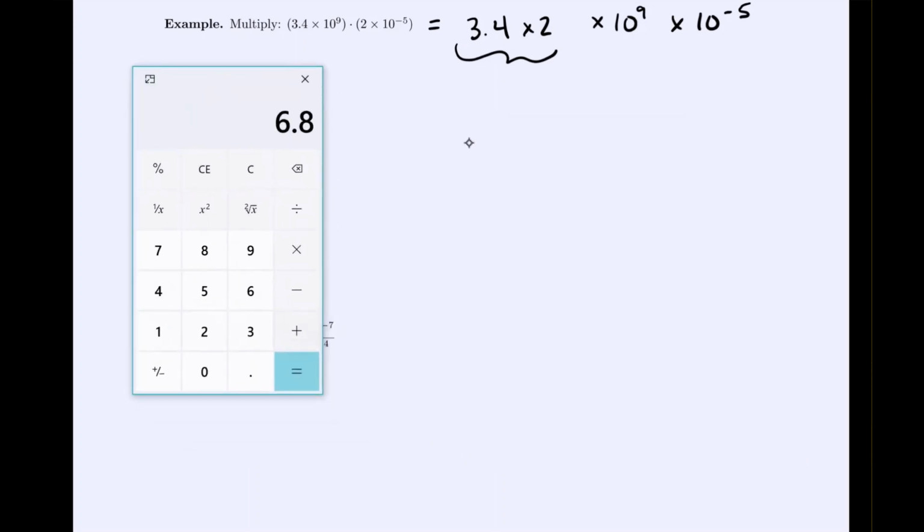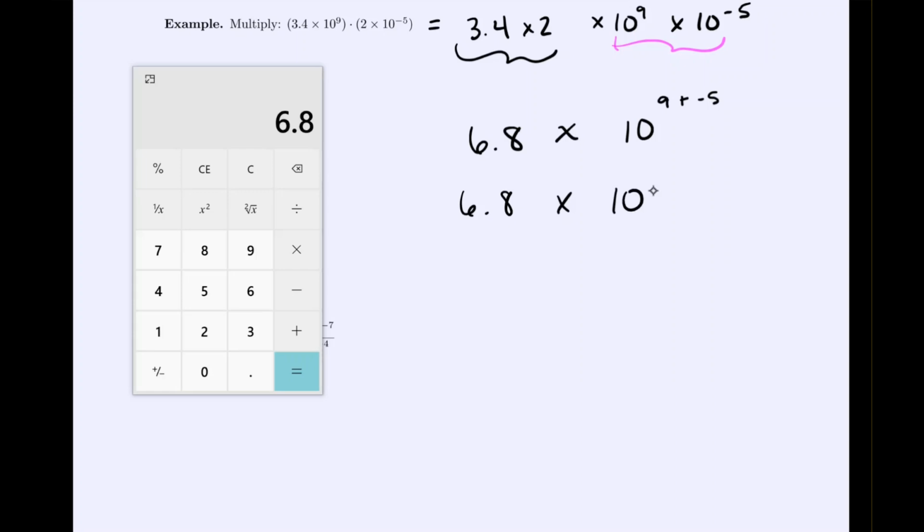That would be 6.8. And here we're going to use our rule of exponents that we started this section with. Since we've got the same base, you would add the exponents, so 9 plus -5, that would give us 6.8 times 10 to the positive 4. And that would be the value of those two numbers when multiplied in scientific notation.